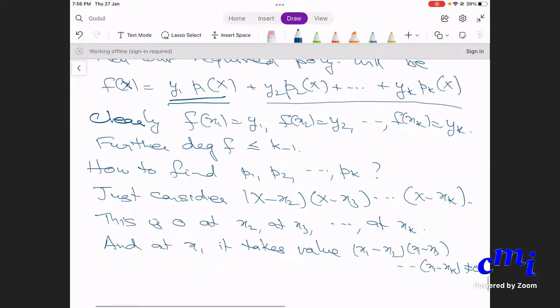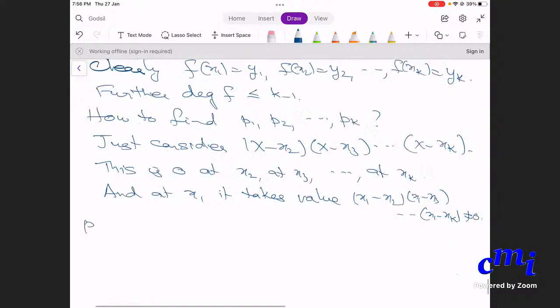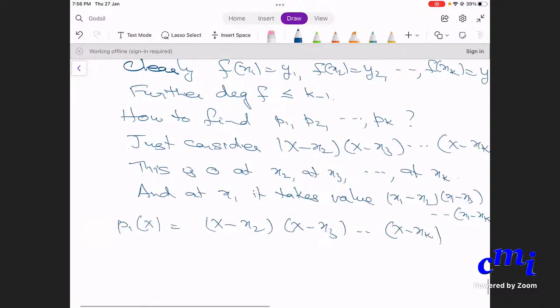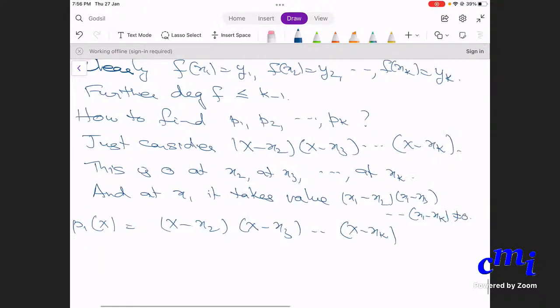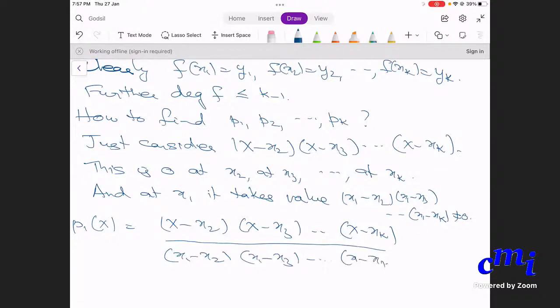And so simply you can take my p1 of x. So p1 of x is the product of all of these divided by this number. The number is x1 minus x2, x1 minus x3, up to x1 minus xk. So you can define this to be P1 of x. Then this P1 of x satisfies all the properties we want.